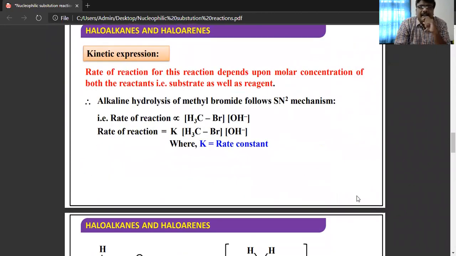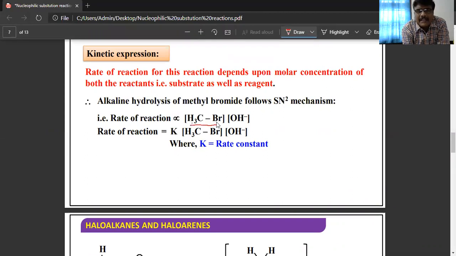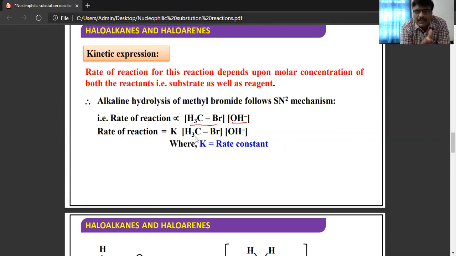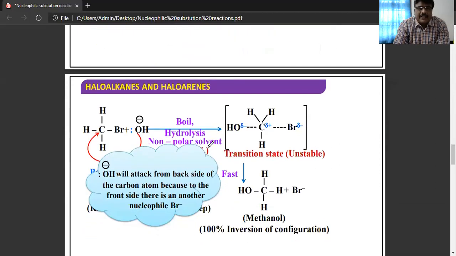So what is the kinetic expression for this reaction? I told you it is a bimolecular reaction. It depends on the concentration of both the reactants, that is, the concentration of methyl bromide as well as the concentration of OH minus. So the rate of reaction is equal to K into the concentration of methyl bromide and OH minus, where K is the rate constant.